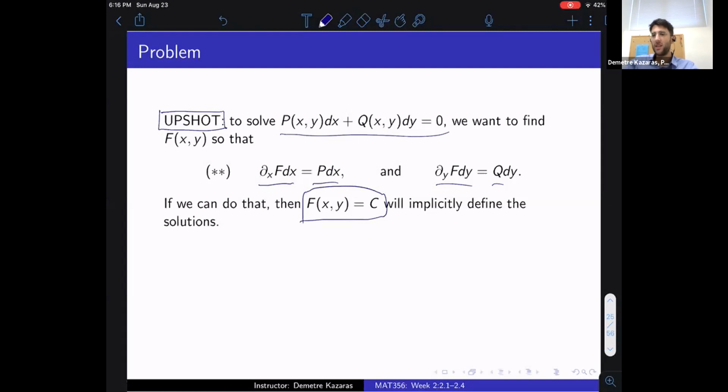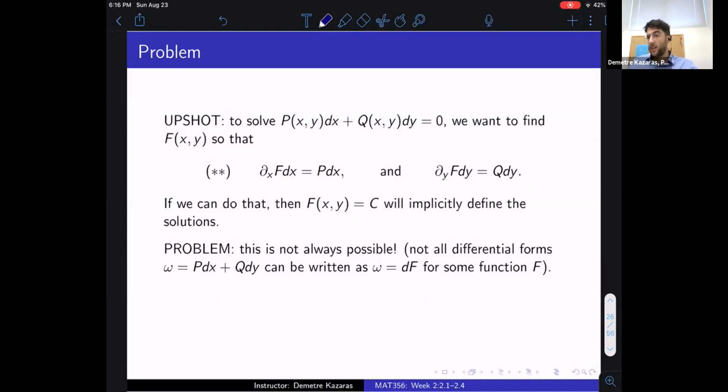A little bit of a roundabout idea, and also not very practical. I haven't told you how to do this, but this is what we want to do. Given the P and the Q, we want to come up with an F so that the x derivative of F is P and the y derivative of F is Q. Then F being constant will define the solution y.